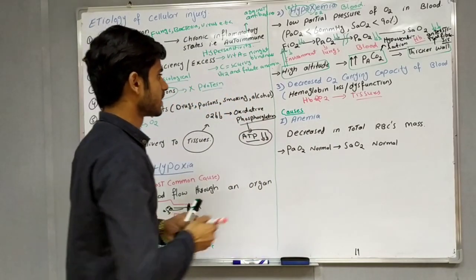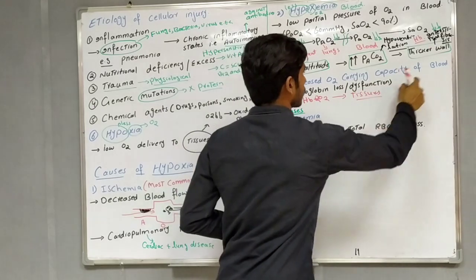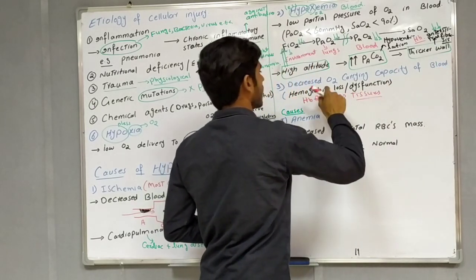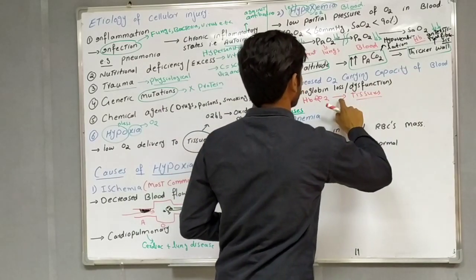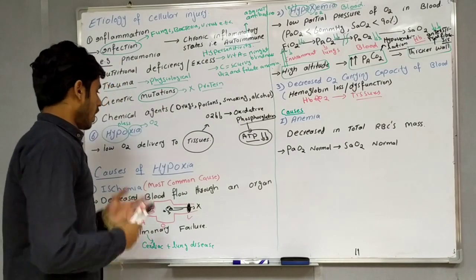So what happens in this case? When hemoglobin is lost, less oxygen will be supplied to the tissue. So the carrying capacity of the blood will decrease. When hemoglobin is lost, it means that the carrying capacity of blood will decrease, and then less oxygen will go toward the tissues. So it will cause hypoxia.